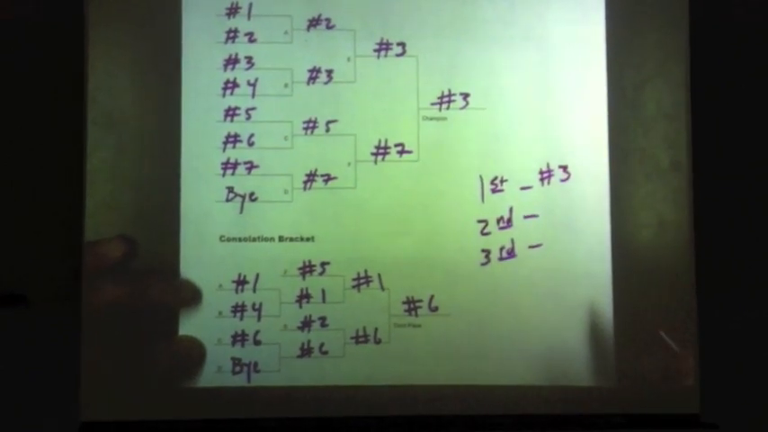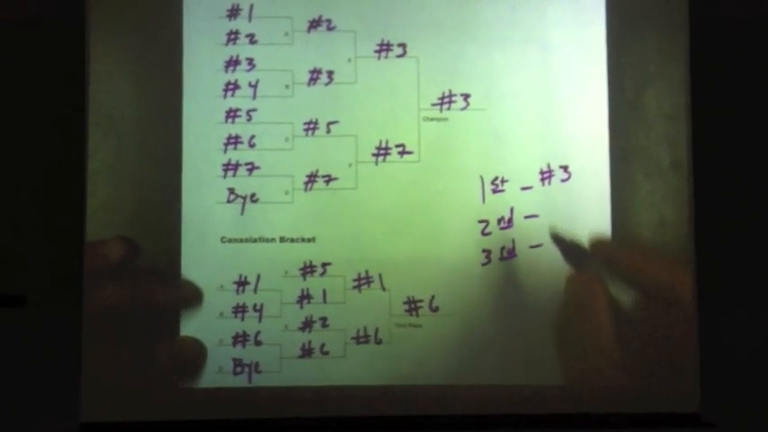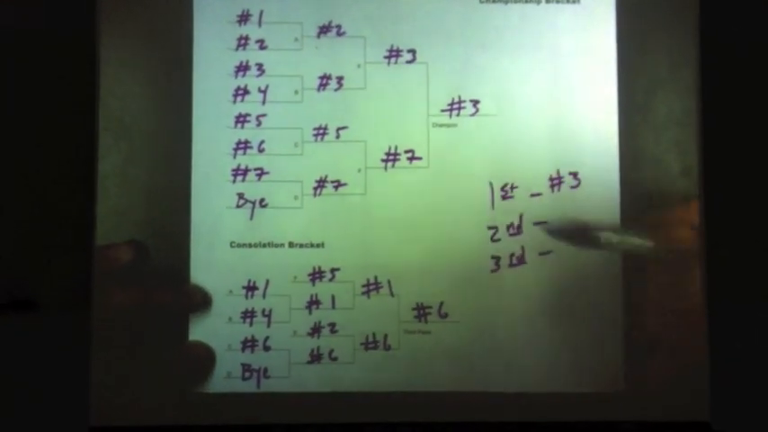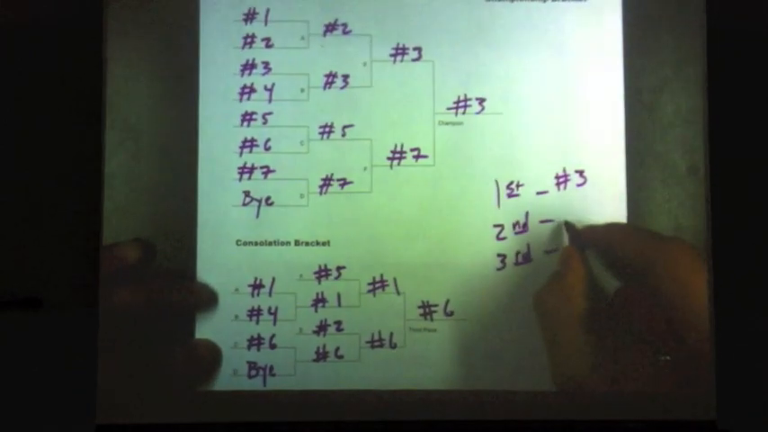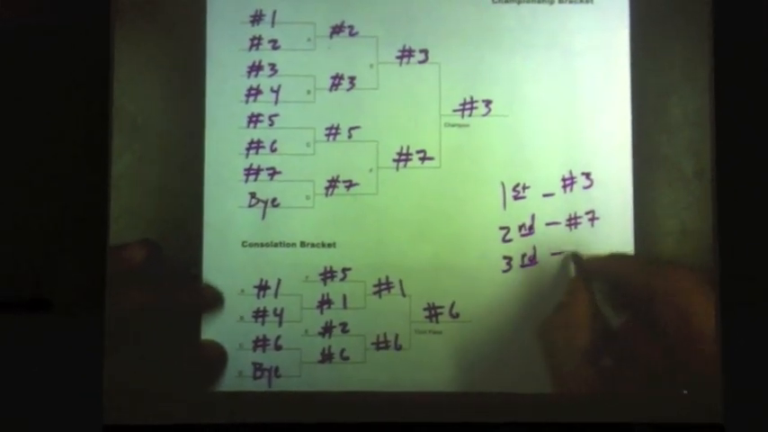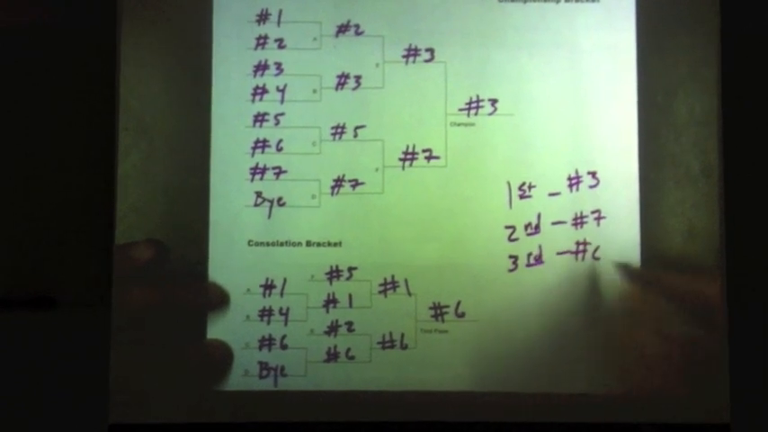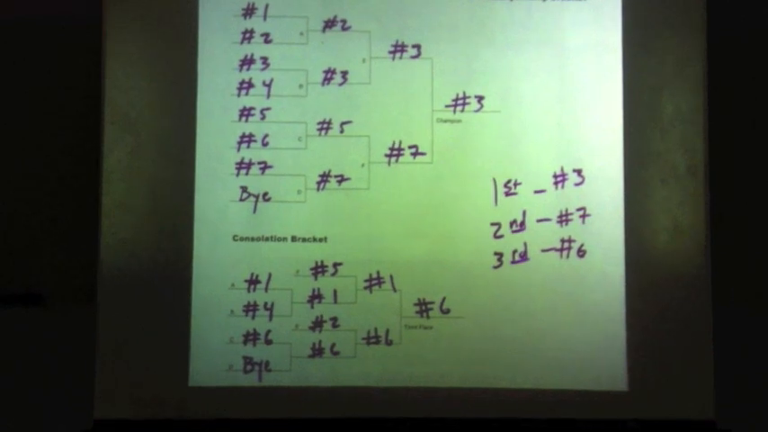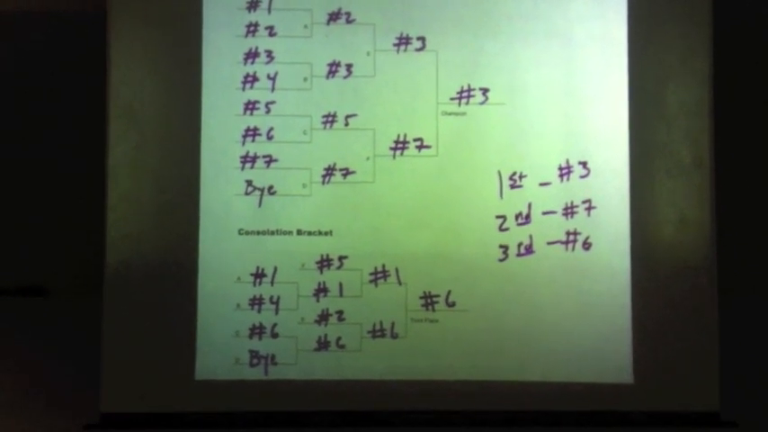He gets a first place gold medal. Number 2 was the loser in the finals, number 7 was the second place. He lost in the finals match. Number 7, and then as you can see, 3rd place is number 6. And there you are. That's a 7-man double elimination bracket.